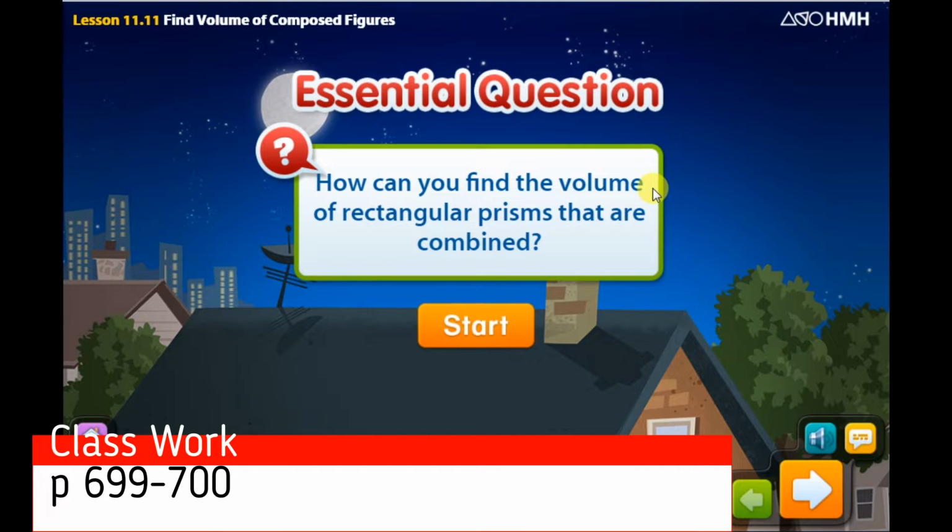Today's episode, we will learn how to find a volume for composite figures. Figures mean shapes, and composite means combined two or more shapes. So we will have more than one shape to find the volume for it.